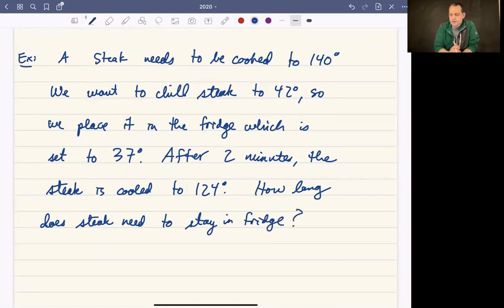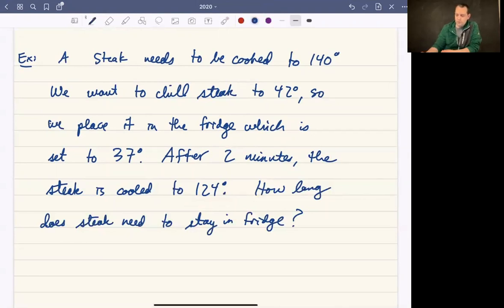in order to cool it down to 42 degrees? So we start with a cooked steak at 140 degrees, pop it right in the oven, against all cooking advice. And I'm sorry, we pop it right in the refrigerator. The refrigerator is set to 37. We want it to cool to 42. And then we have this one other data point that after 2 minutes, the temperature is 124.